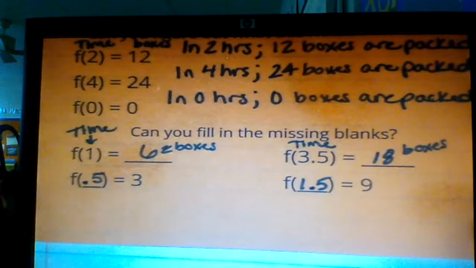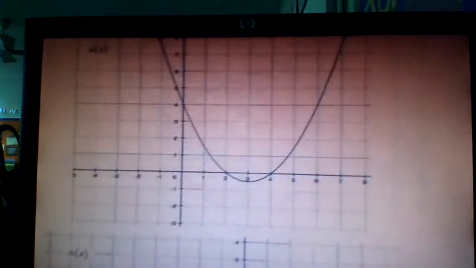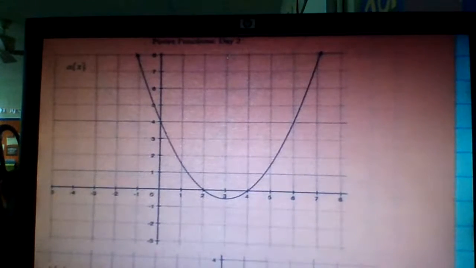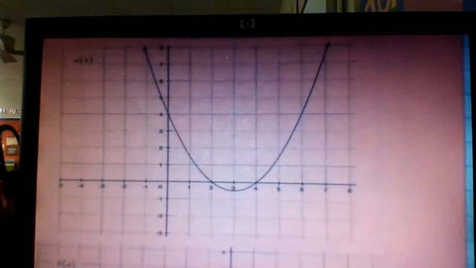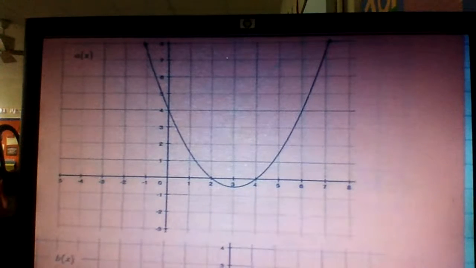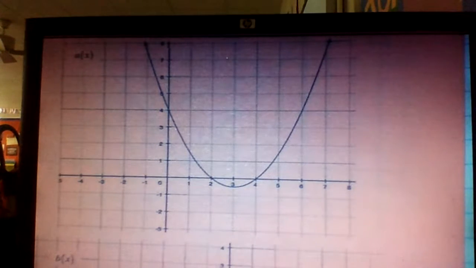Okay. I want to go back to page 24. We did glue this in, but we never went over this. Okay, so we're gonna talk min and max. We're gonna talk increase and decrease.